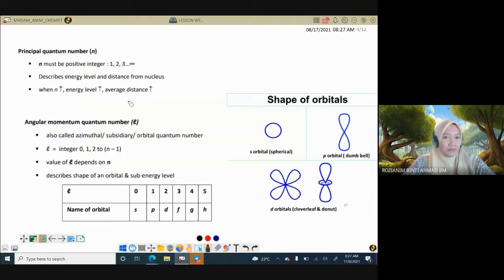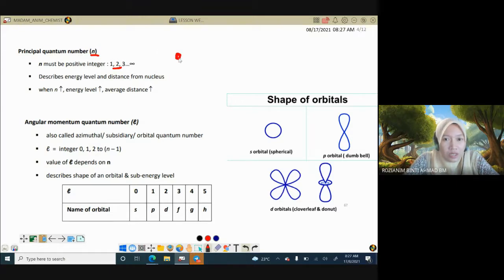Okay, so here, which lesson page is this? Principal quantum number, page 25 and 26. So the principal quantum number is n, labeled with a small letter n. It should be an integer value. It must start from 1. So the principal quantum number is the number of shell.